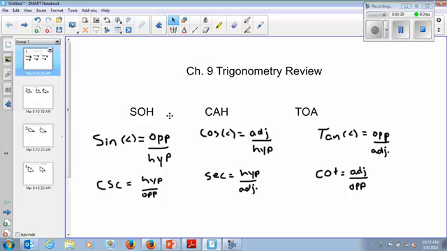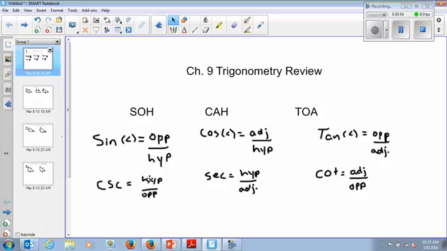But if you have this written down, we can see that SO stands for the sine of the angle equals the opposite over the hypotenuse. CA stands for cosine of the angle equals the adjacent over the hypotenuse. The letter that comes second is always on bottom. And then TOA stands for the tangent of the angle equals opposite over the adjacent.